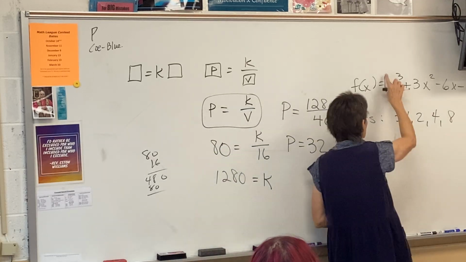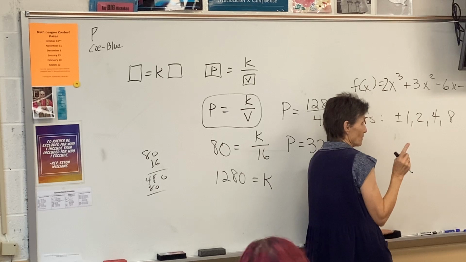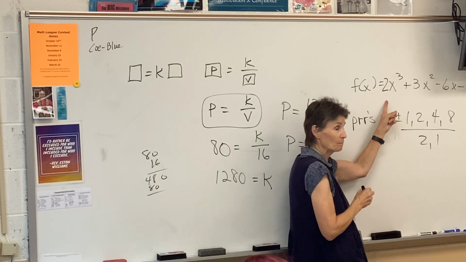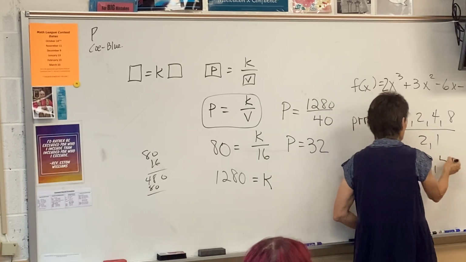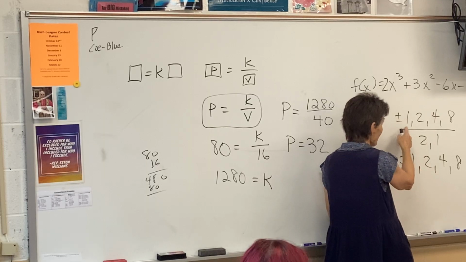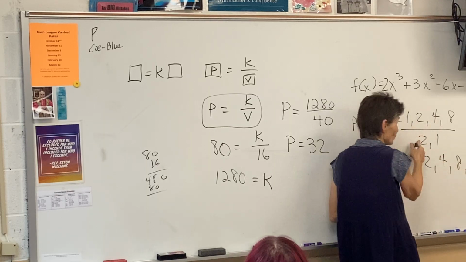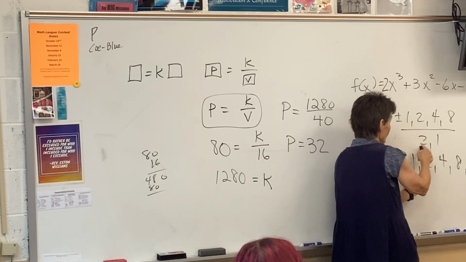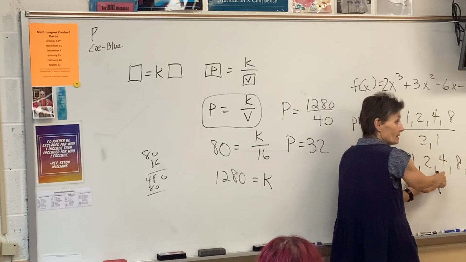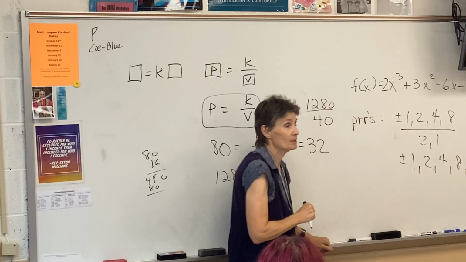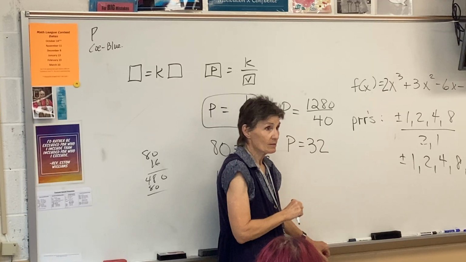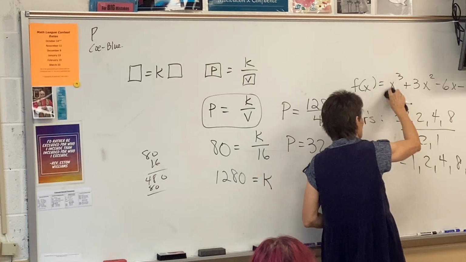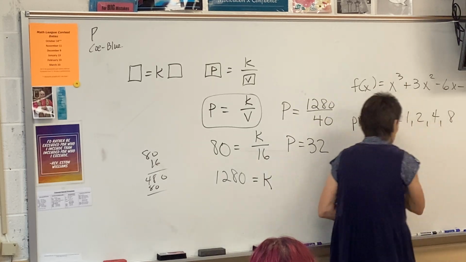One more time. If that had been a 2, it wasn't. But if that had been a 2, this would be over 2 and 1, factors of 2. And that would have still been the 1, 2, 4, and 8. But it also would have been 1 over 2, 2 over 2, which I already have, 4 over 2, which I already have, and 8 over 2 I already have. But that 1/2 would have to be included in your list. Okay, so every top number over every bottom number. But it wasn't a 2, it was a 1. So there's my list.